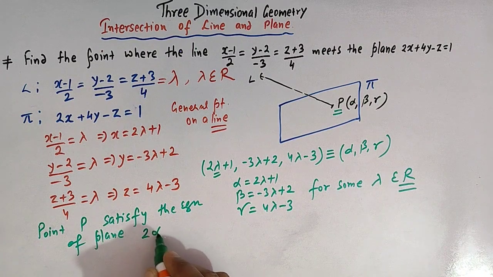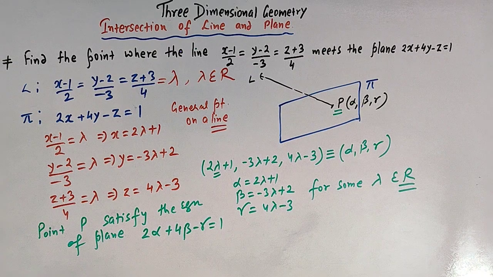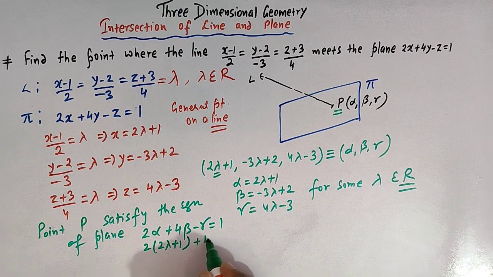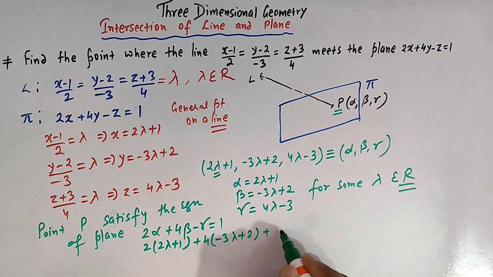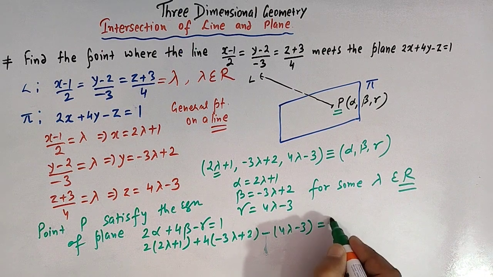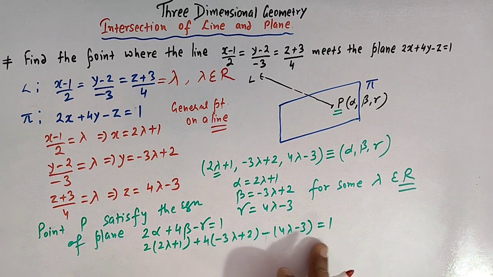So we have 2 alpha plus 4 beta minus gamma is equal to 1. Alpha is 2 lambda plus 1, so we have 2 times (2 lambda plus 1), then plus 4 times beta, which is (minus 3 lambda plus 2), and minus gamma, where gamma is 4 lambda minus 3, that is equal to 1. So now we have a linear equation in lambda, and we can easily solve this equation.